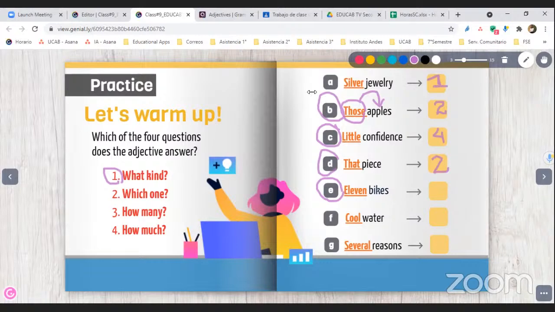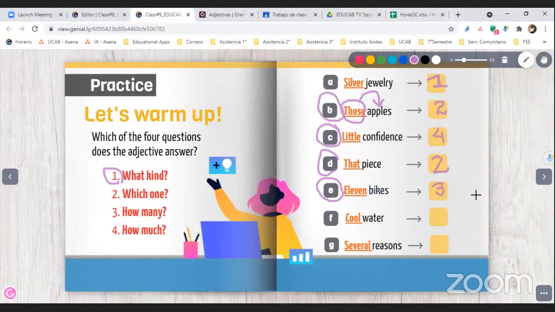No, Esteban. But if you want, you can participate, okay. Susana. Do you want to participate? Maybe you can tell me that one. Letter E, 11 bytes. Which question do you think the adjective is answering? How many? The third one. How many? Okay, how many bytes, for example, does a store have? Like 11 bytes. Okay, good. How many? Because how many is for countable things. Thank you very much, Luisana.